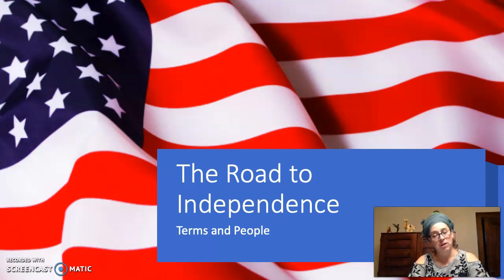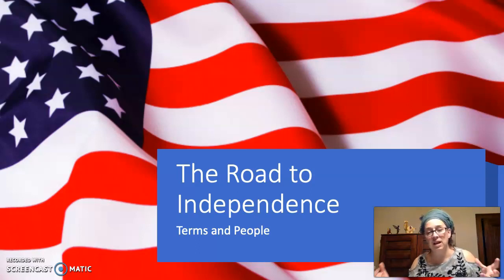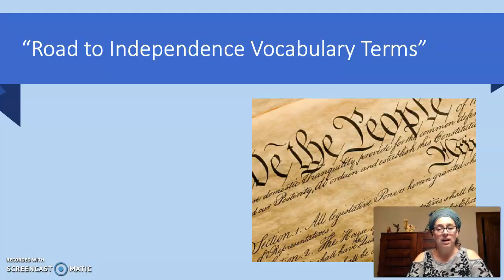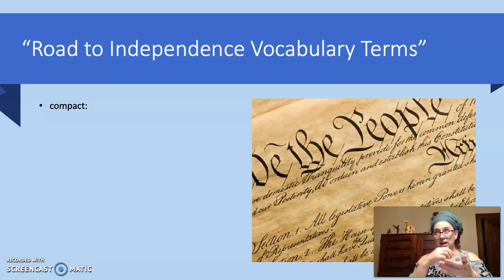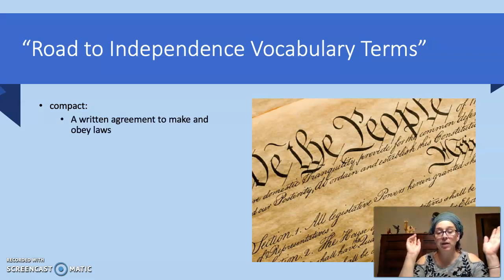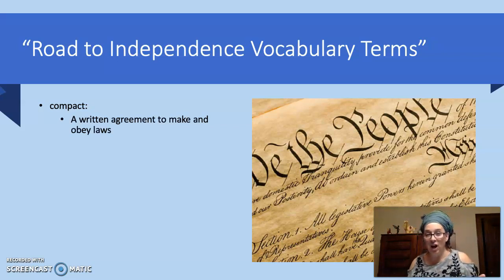We're going to start with some common terms. Now, the road to independence for the colonies was a really big and important road. It took a long time for them to declare their independence from their colonial power. So the first thing that we are going to talk about is something called a compact. Write that down, compact. I'm not talking about the facial powder compact, or I'm not talking about a small car. Rather, I'm talking about a compact, which is a written agreement to make and obey laws.